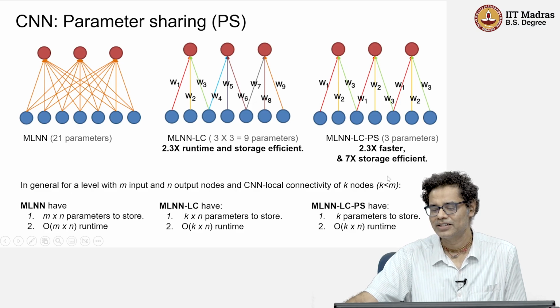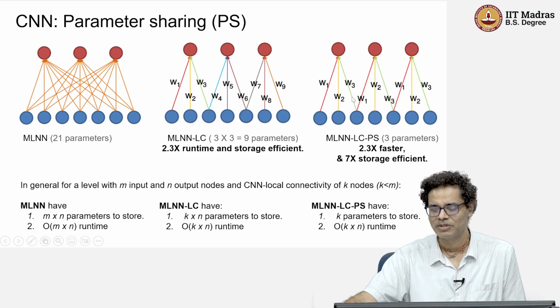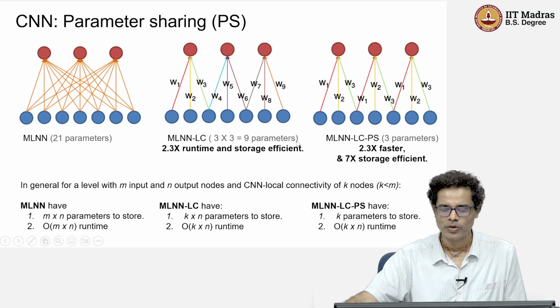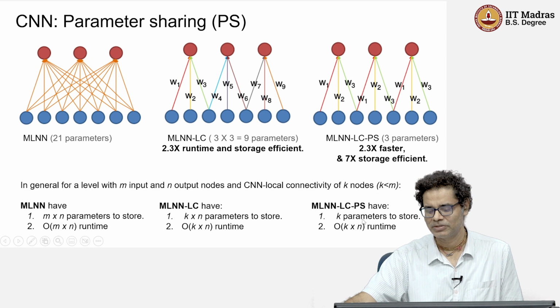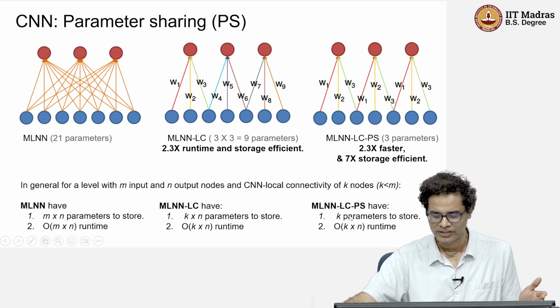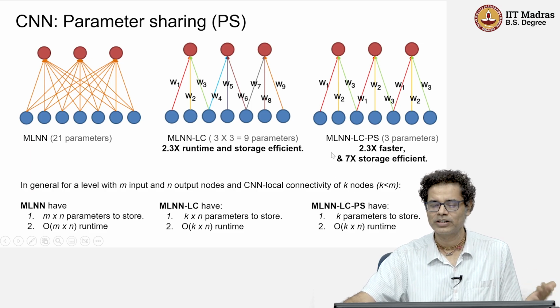So what happens is definitely we save on parameters. The number of parameters here is only 3. Here it is 9, here it is 3. So we have even more storage efficiency. However, the number of computations doesn't change. It remains 9 only. So, these are some advantages. So basically, if we do a multi-layer neural network with local connectivity and parameter sharing, then the number of parameters is only K. Runtime remains the same as with local connectivity. But this is a huge advantage, and this is what CNN is.